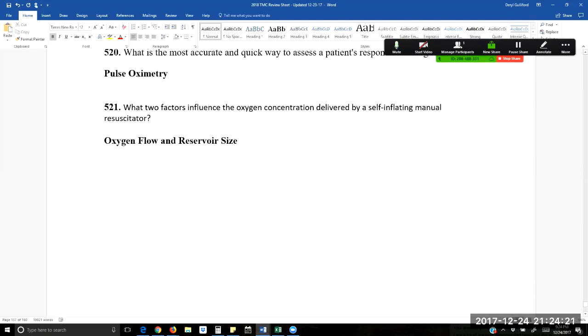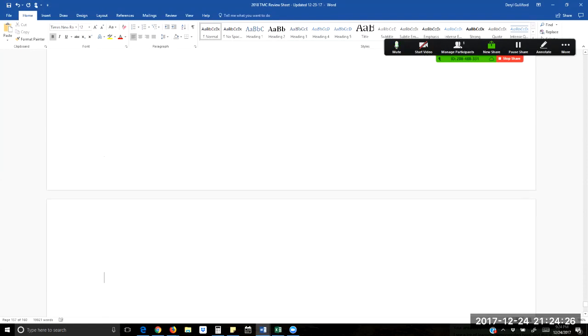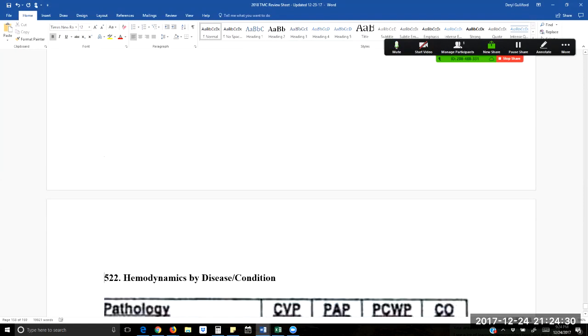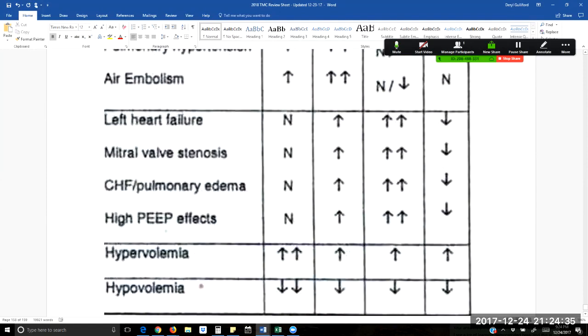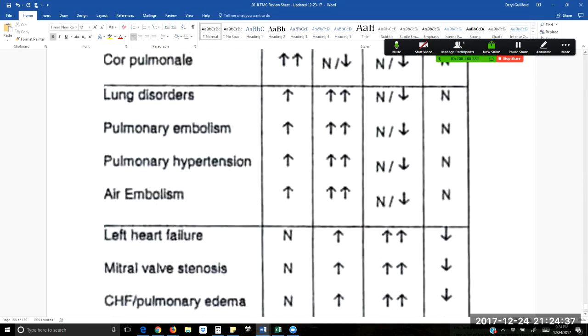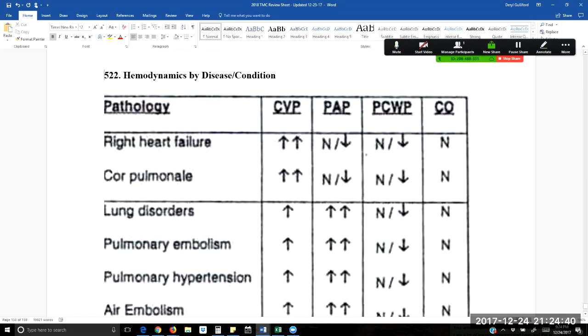Okay. This is important. Hemodynamics by condition. I found a great little chart that shows you, these hemodynamics are tough for people on the test. They really are. But this thing shows you for each condition how the hemodynamics change. For example, in right heart failure, the thing that changes most is CVP. So a very high CVP, right heart failure, or cor pulmonale. Everything else normal or decreased.